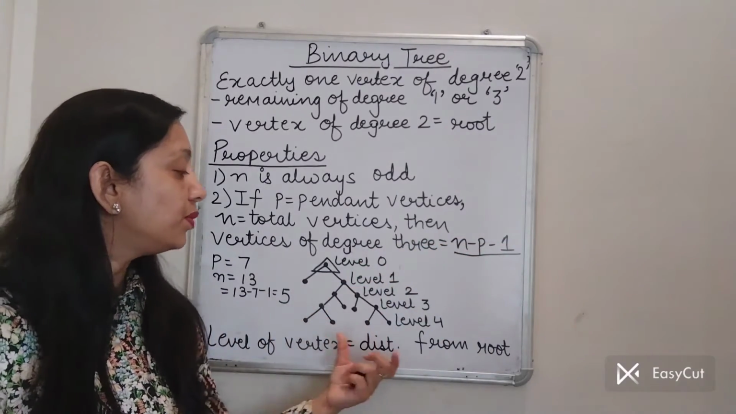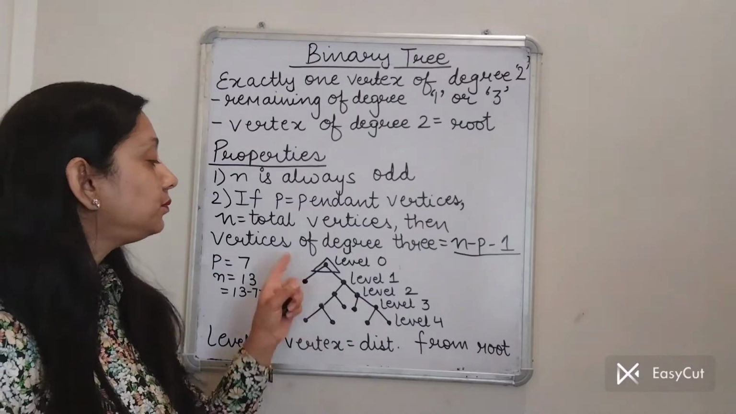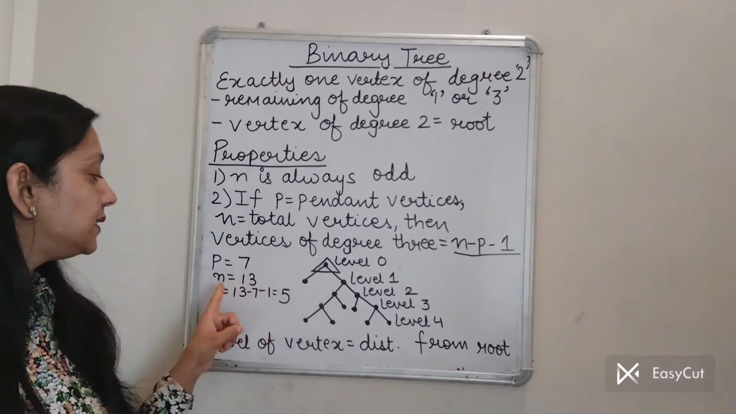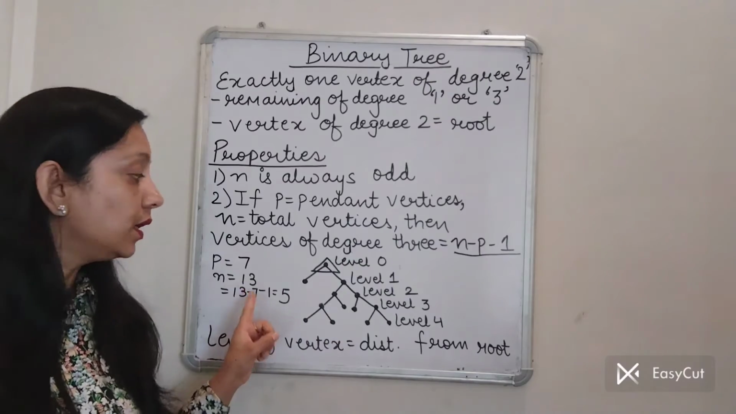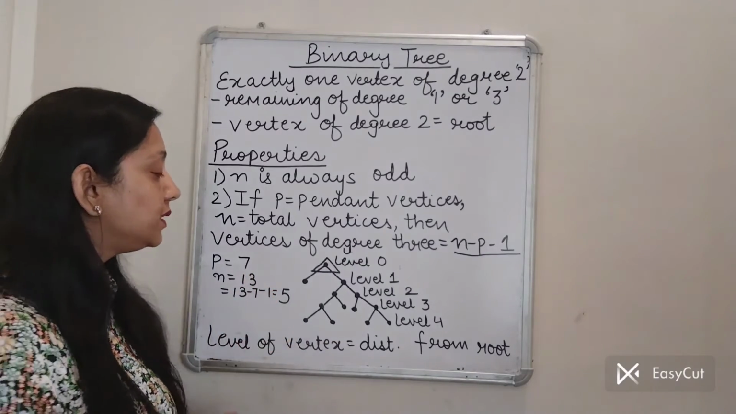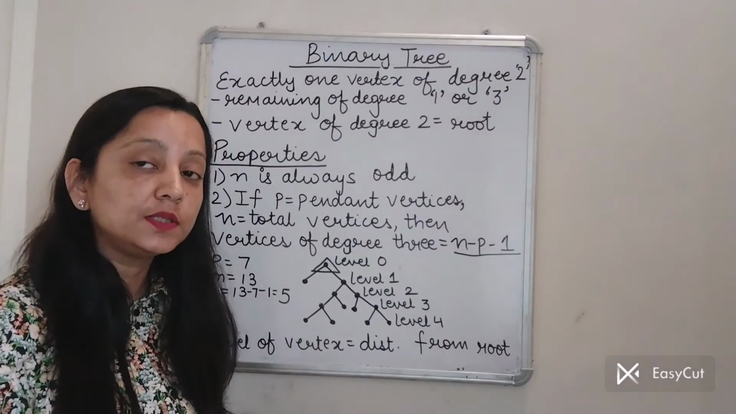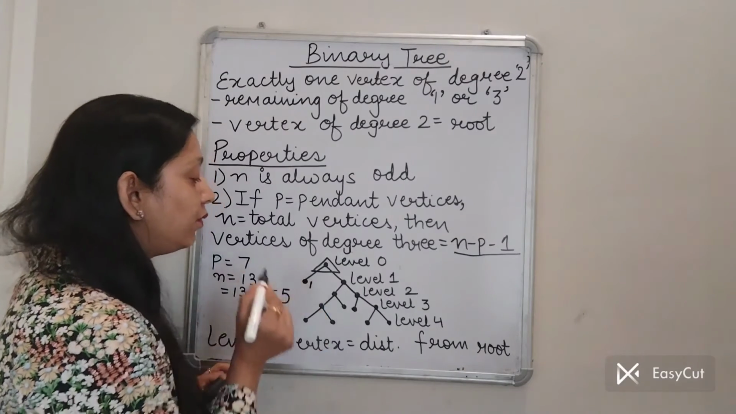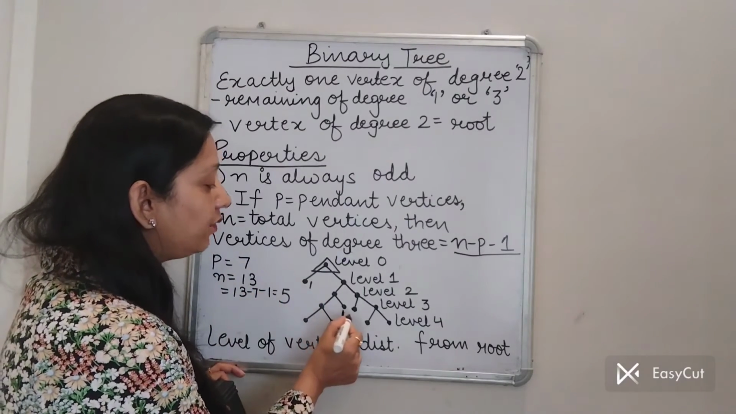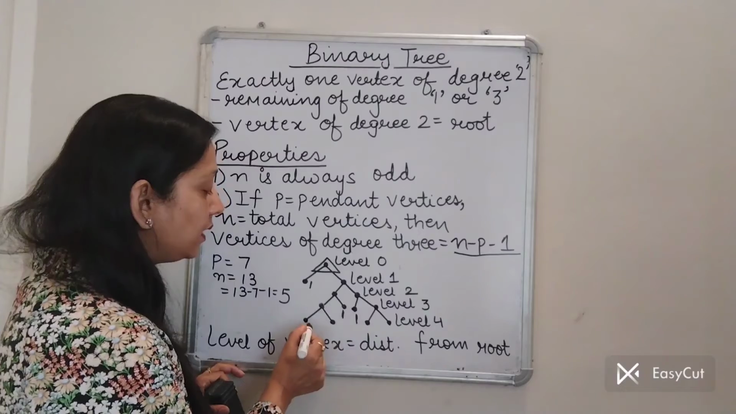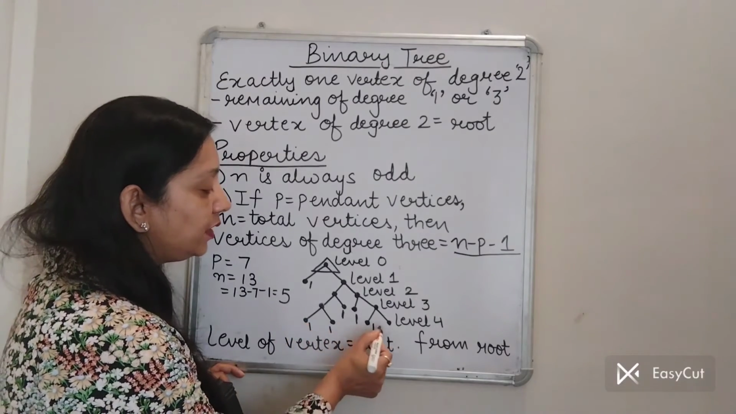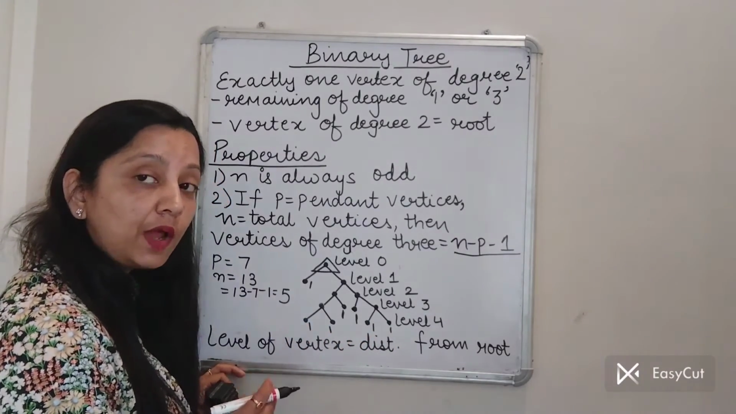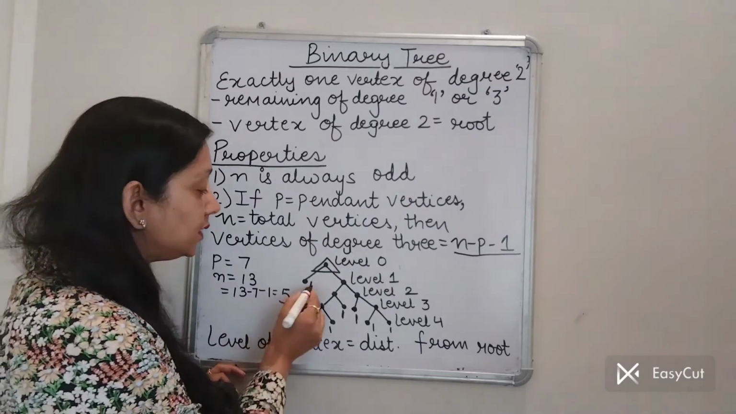Now let us take a live example here itself. Here this is a binary tree with 13 vertices. So that means I can say that n here is 13. Then how many pendant vertices are here? Pendant vertices are those vertices which have degree 1. So this particular vertex has degree 1, this vertex has degree 1, this vertex has degree 1, these two vertices have degree 1, these two vertices have degree 1. So in total, how many vertices of degree 1, or how many pendant vertices?